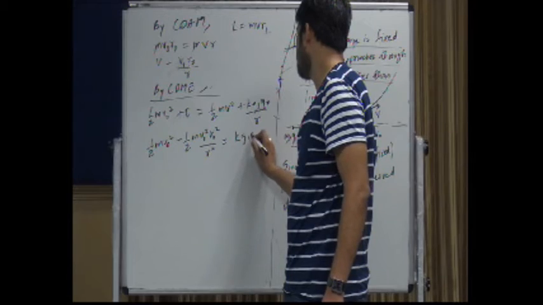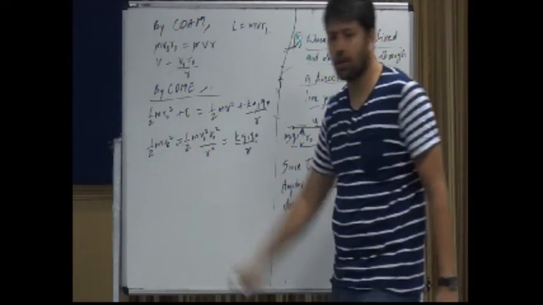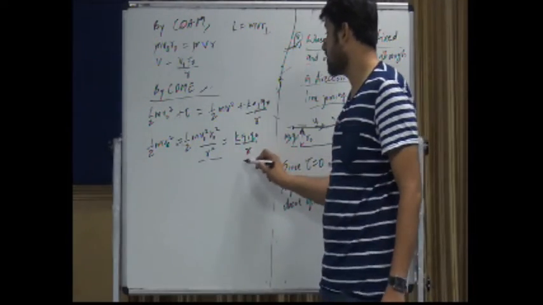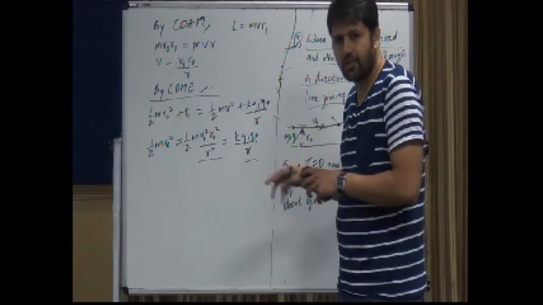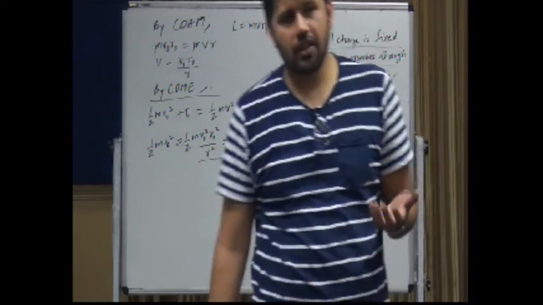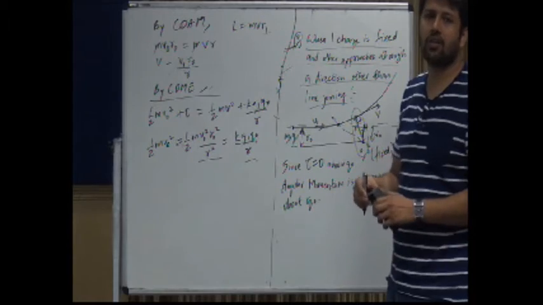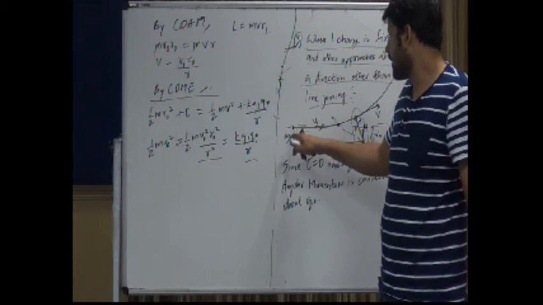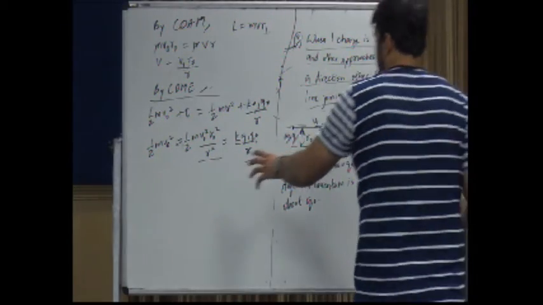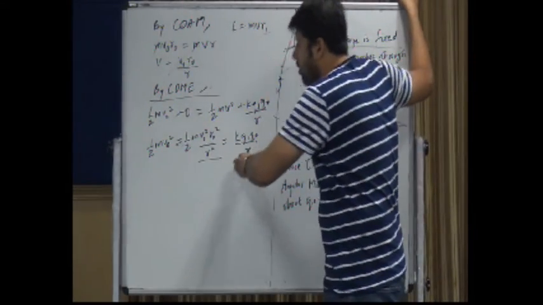is K Q1 Q2 by R. Okay, this is this. So if you solve it, it is a quadratic in R. This is R square, this is R. Obviously I can solve it right here, but it will take a lot of time, since the values of mass, charge, R naught are not given here. So solving this would be a little time taking, not difficult exactly. This would give you a quadratic equation.